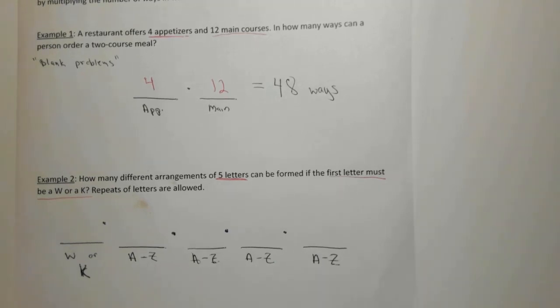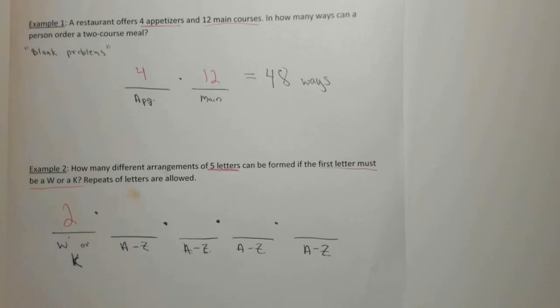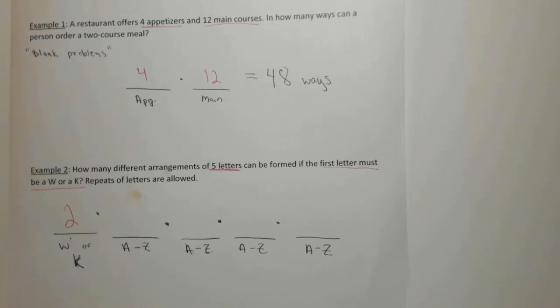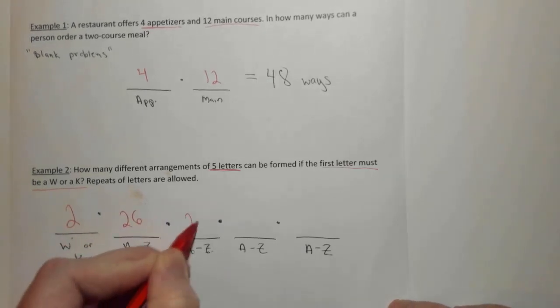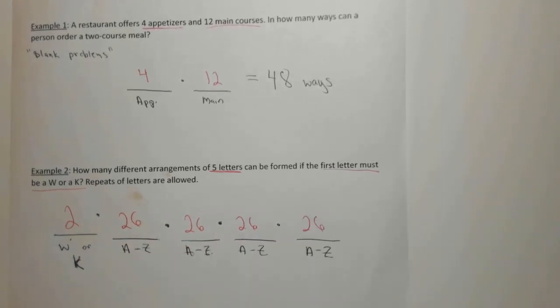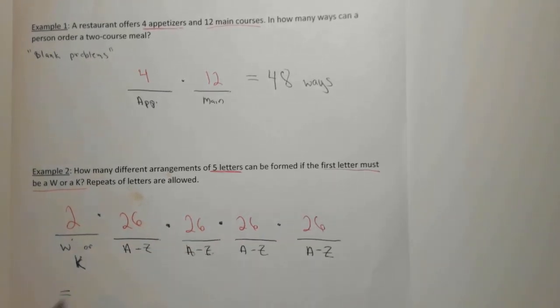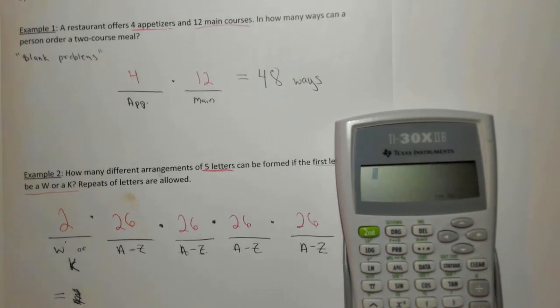So we have 5 letters, 1, 2, 3, 4, 5. The first one has to be a W or a K. There's only 2 ways to do that. The next one can be anything between A to Z. If you count up all the letters in our alphabet, that's 26. So each of these blanks will be a 26. If we multiply these together, let me just give you the answer first and I'll show you something else.